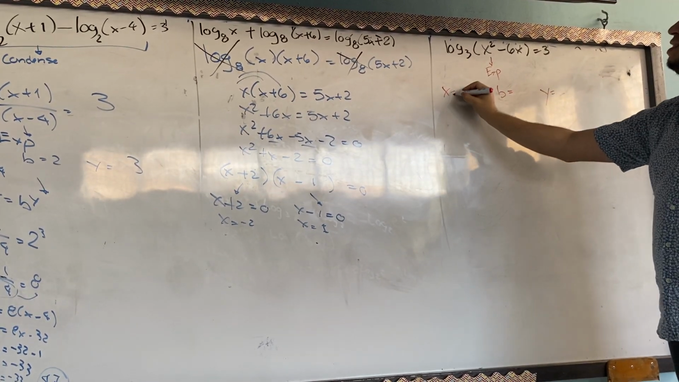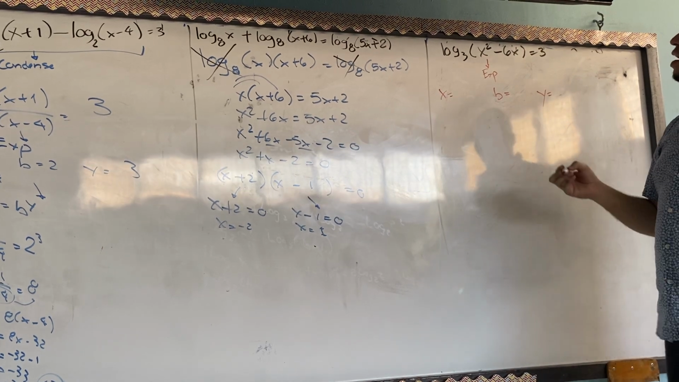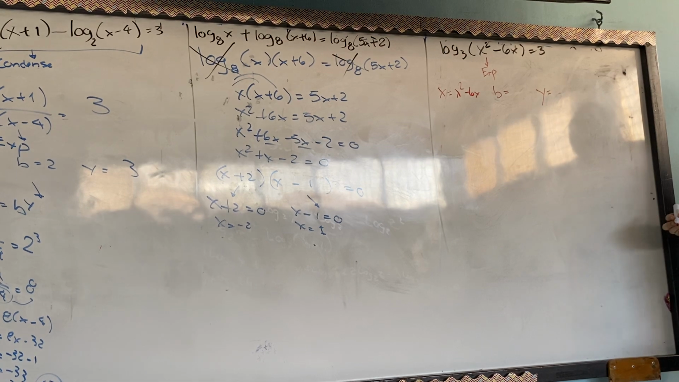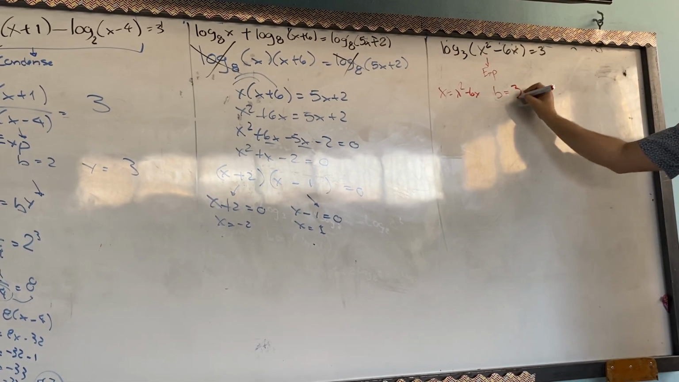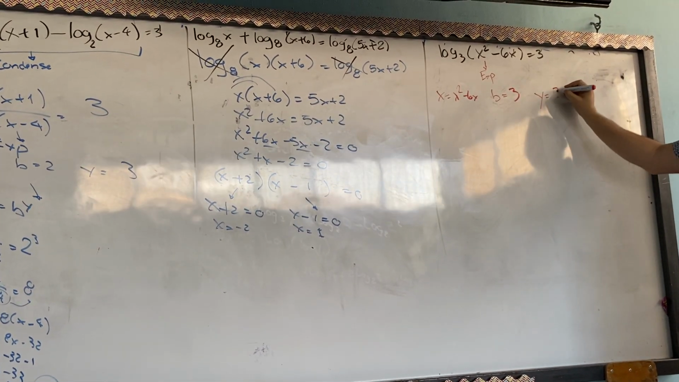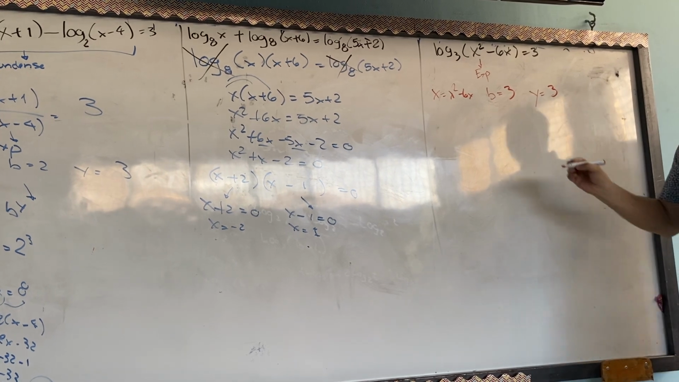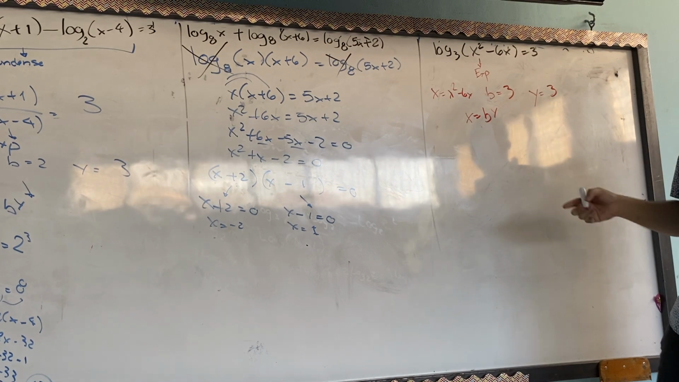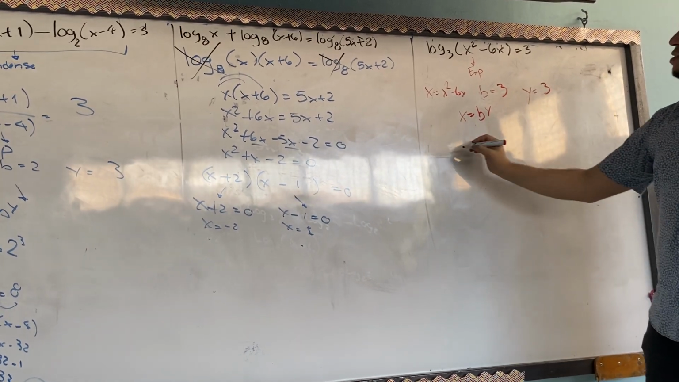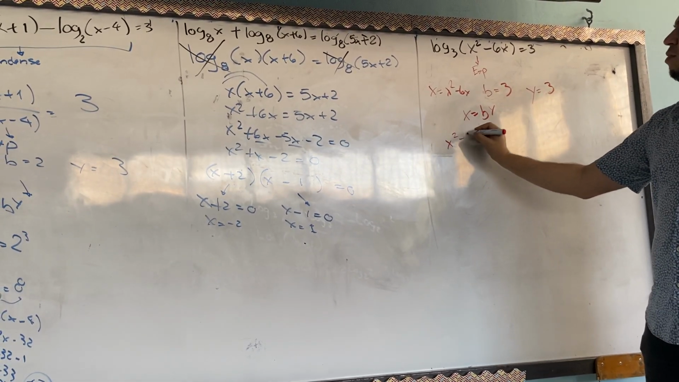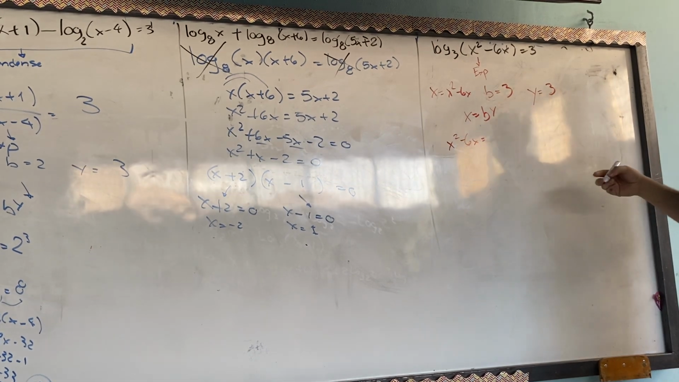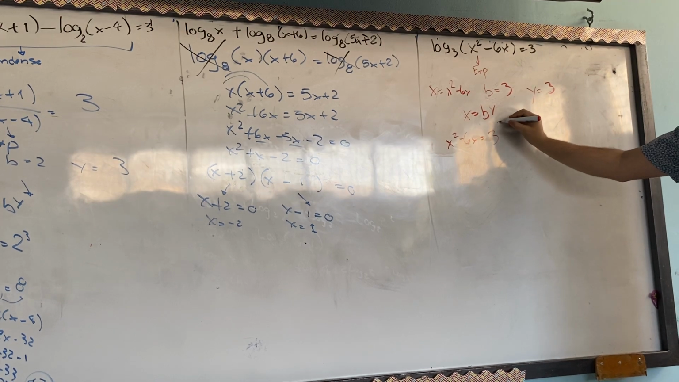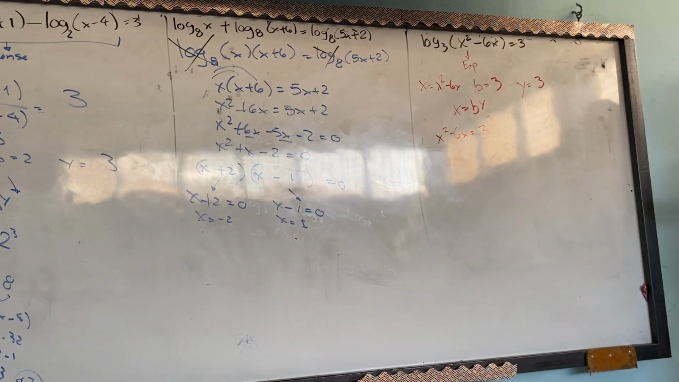So, what is the x? x squared minus 6x, like this. And what is the base? 3. And what is the y? 3. Okay, so now we have to use the equation x is equal to b to the y, and we have to put it like this. So on the left side, x squared minus 6x is equal to the power, b raised to the y, that is 3 to the third power.